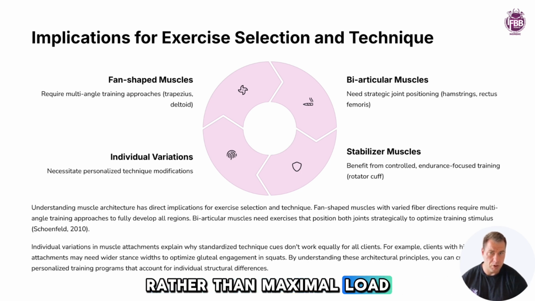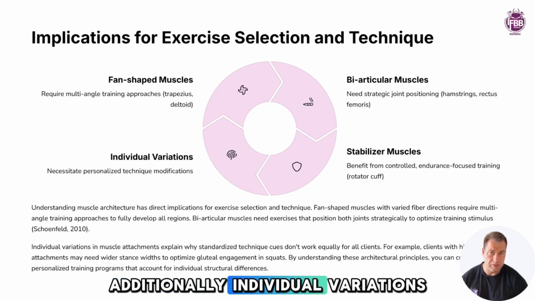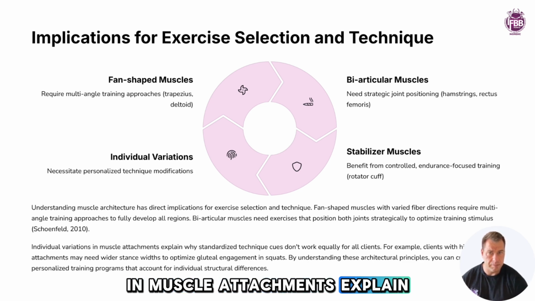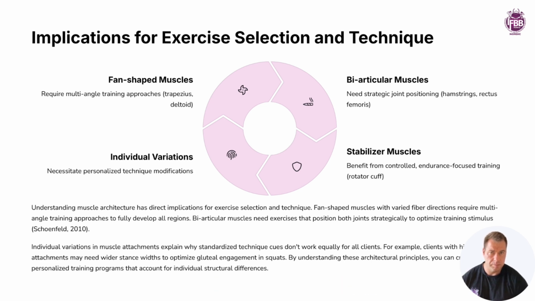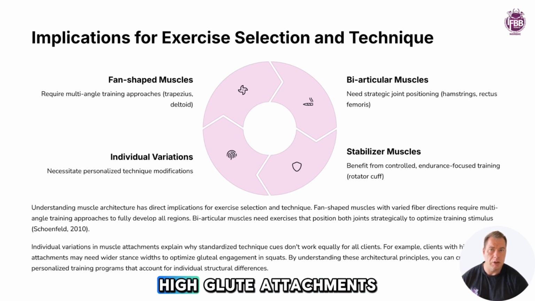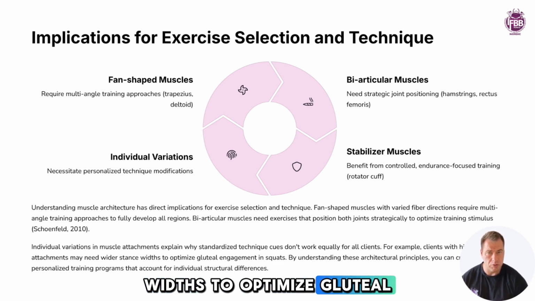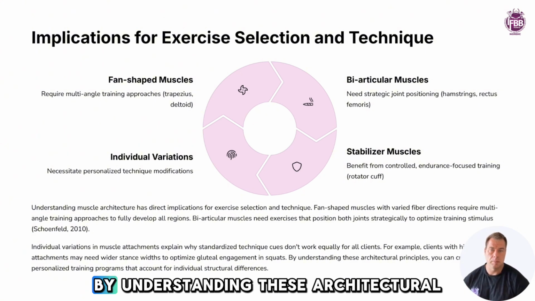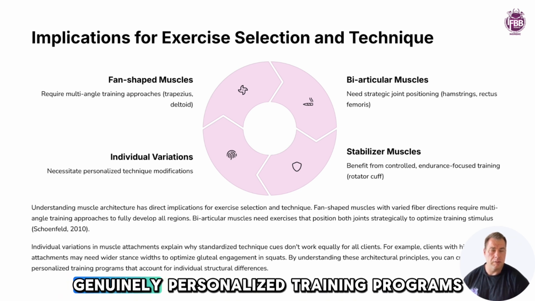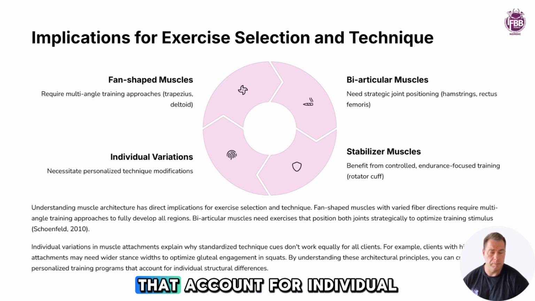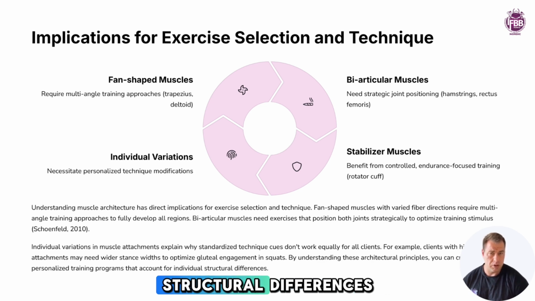Additionally, individual variations in muscle attachments explain why standardized technique cues don't work equally for all clients. For example, clients with high glute attachments may need wider stance widths to optimize gluteal engagement in squats. By understanding these architectural principles, you can move beyond one size fits all approaches to create genuinely personalized training programs that account for individual structural differences.